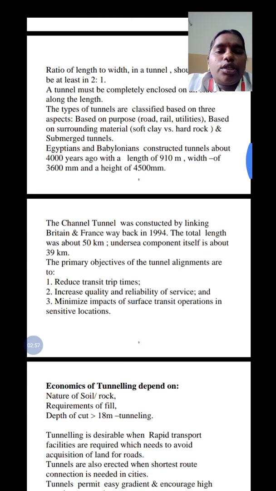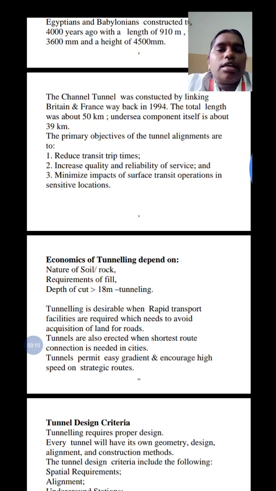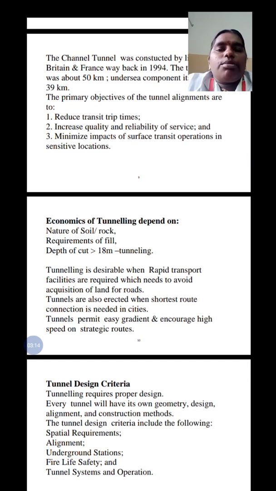The primary objectives of tunnel alignments are to reduce transit times, reduce traffic, increase quality and reliability of service, and minimize the impact of surface transit operations in sensitive locations. Next point is the economics of tunneling, which depends first on the nature of soil. The surrounding soil may be hard soil or soft soil. Next, the surrounding rock materials. Next, the requirements of fill.